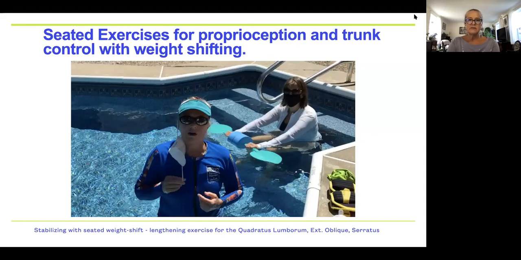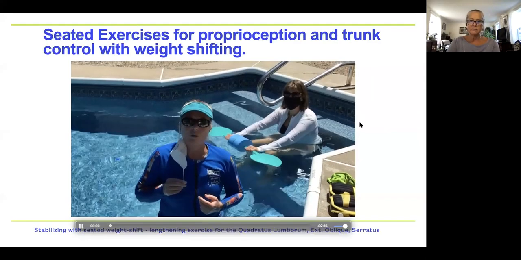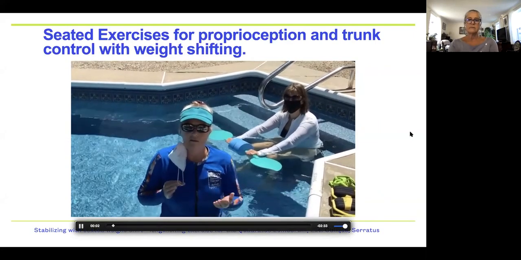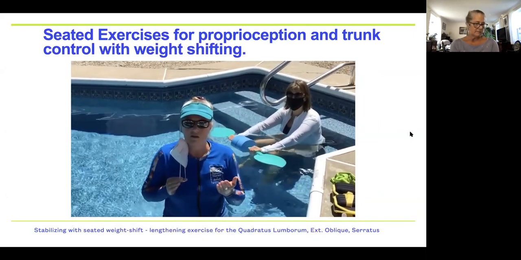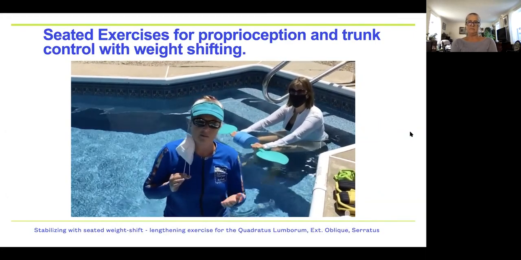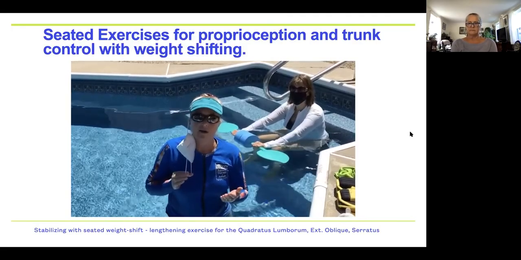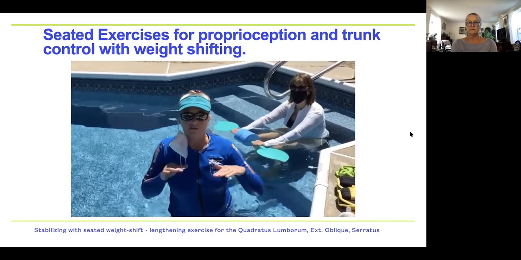This is another seated exercise, proprioception and trunk control with weight shifting. This is weight shifting in the seated position, and it's learning how to lengthen one side of the body, where you have to inhibit contraction. So let's let it go. We're going to be doing weight shifting, where you can feel the ischial tuberosities from one side of the body to the other, at the same time doing eccentric lengthening.